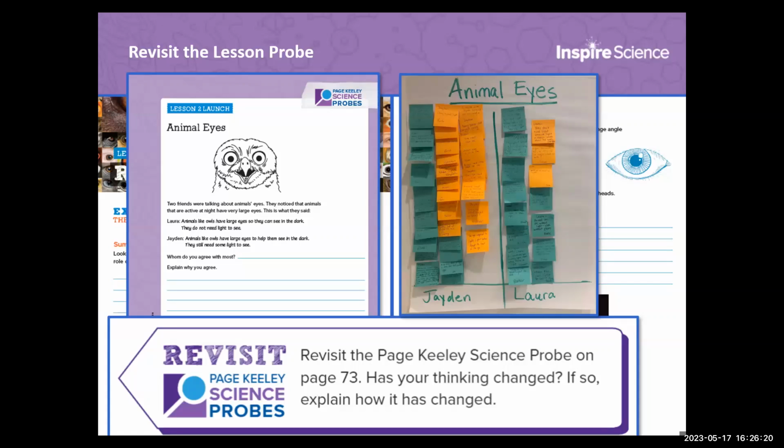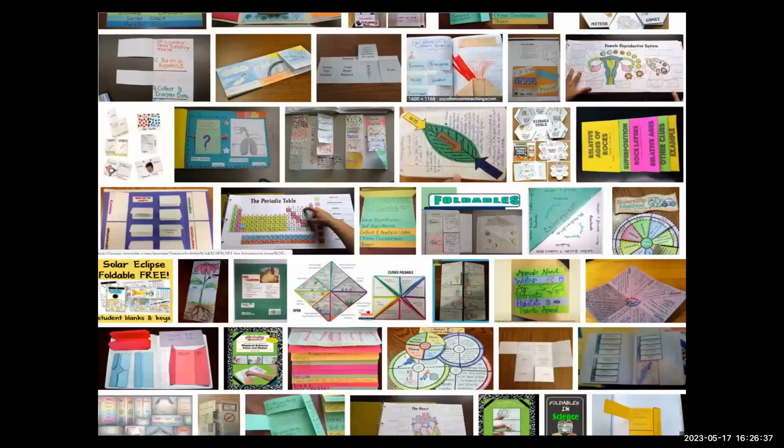Even scientists change their thinking as they get additional information and evidence. And that's how we want our students to think. It's okay that your initial assumptions and claims are incorrect. We revise them as we get additional evidence, and we want students thinking that way. That's a big Inspire Science difference.